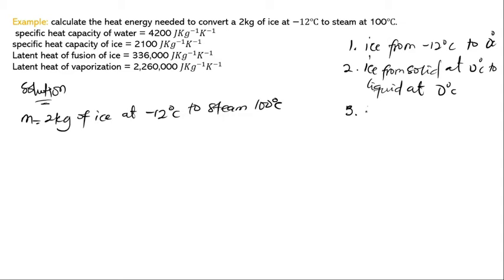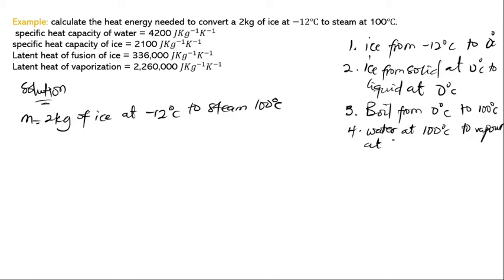Now the third one is we need to boil the water, or subject the water that we now have after the ice has melted to heat. So we boil the water from 0 degrees Celsius to 100 degrees Celsius. Once we boil the water to 100 degrees Celsius, the water will begin to change state from the liquid state to the vapor state. So we are looking at the conversion of water at 100 degrees Celsius to vapor at the same temperature.